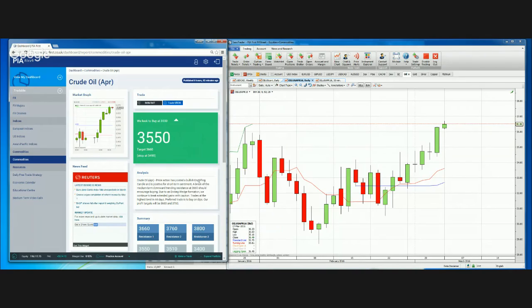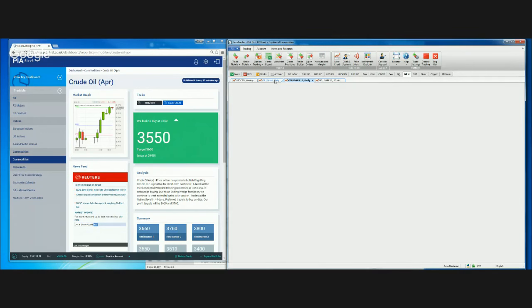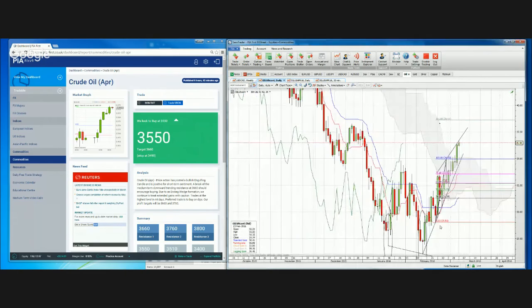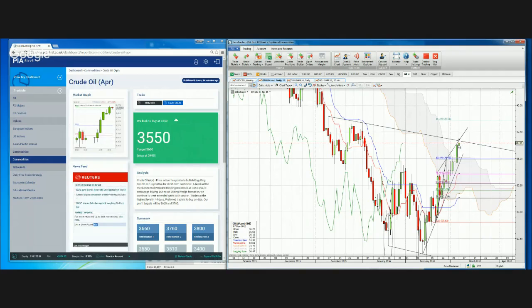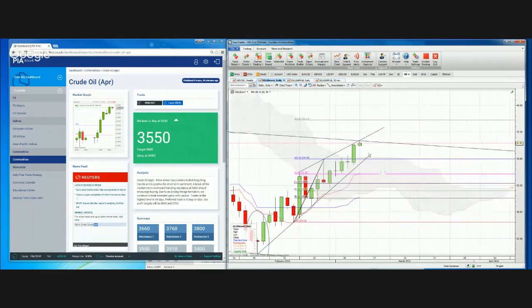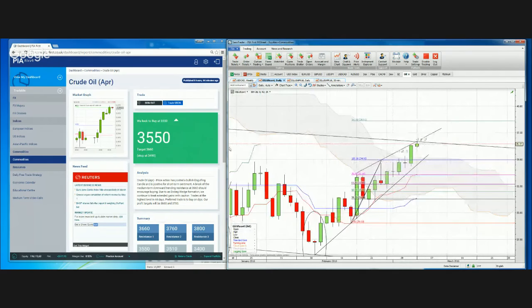Price action has posted a bullish engulfing candle and is positive for short-term sentiment. That's this candle here. A break of the medium-term downward trending resistance at 36.60 should encourage buying. Let me just show you the resistance. $36.69 at the high today. So that's the resistance line, which should encourage buying. So we don't want to buy at these levels because it's extended higher. We'd rather buy a dip or buy a break above.